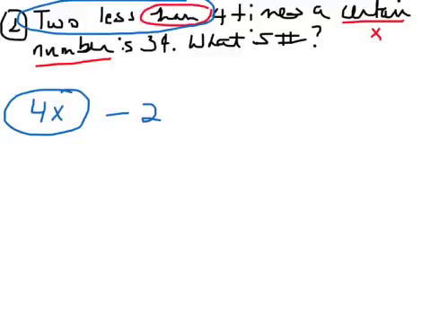And then you keep going and you go, oh look, there's the word "is." That means equal, right? And what's it equal to? 34. And then you just solve that equation. I'm going to leave that part for you, because I think the setup is usually the hard part for people. Okay, so there's the equation for that one.